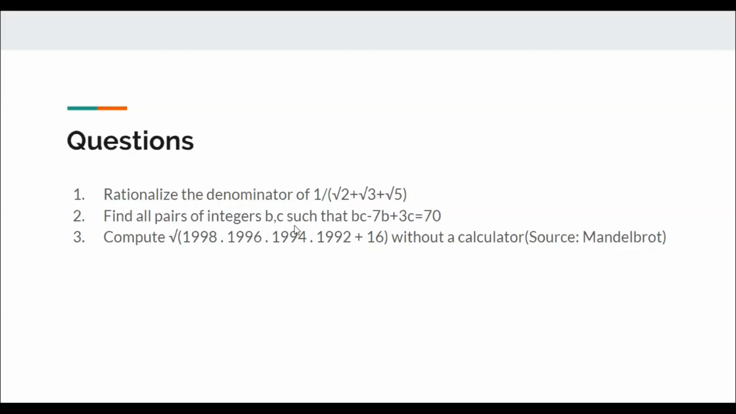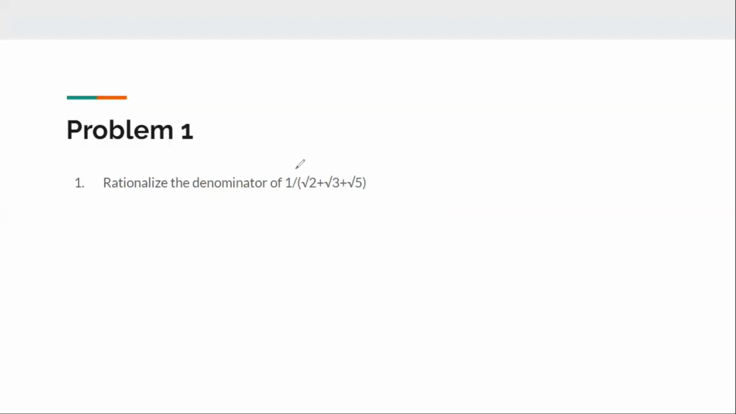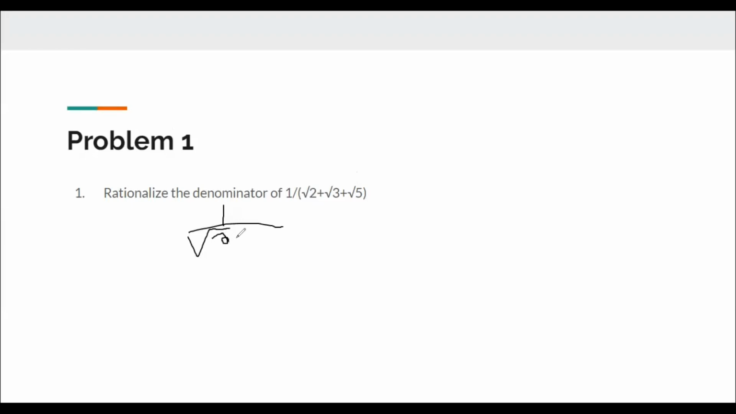Okay, let's discuss them. So the first one says, rationalize the denominator of 1 over the square root of 2 plus the square root of 3 plus the square root of 5. So I'll just write this out again. So the technique here is you can think of it like this. You can put parentheses on this, and you can multiply this using the difference of squares technique again, by root 2 plus root 3 minus root 5. You kind of think of it like that.